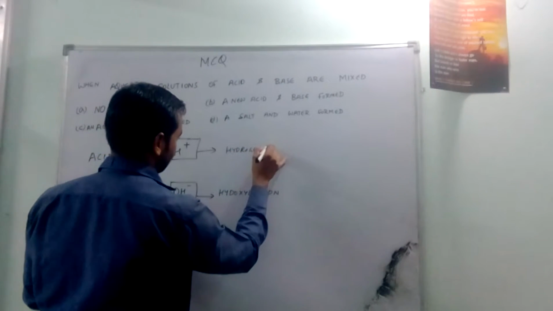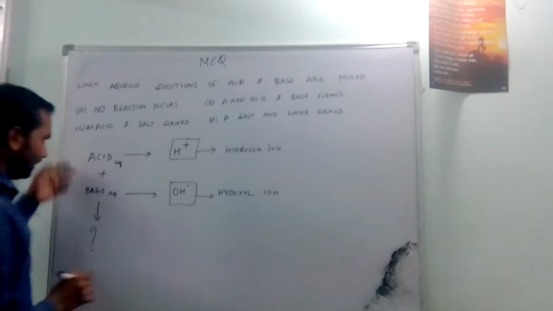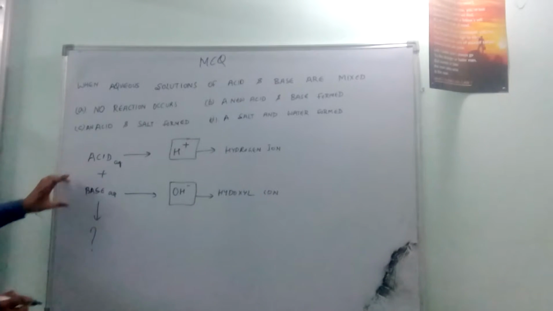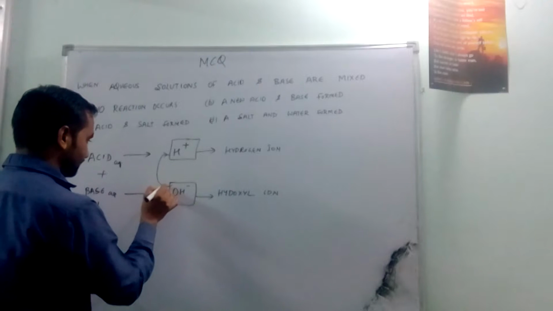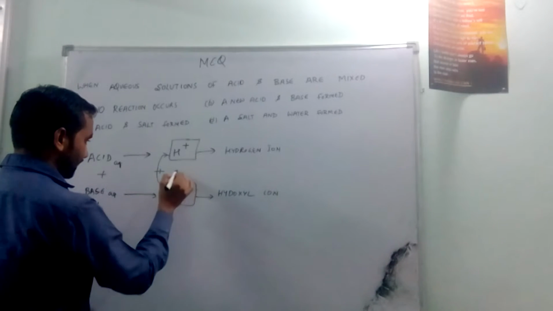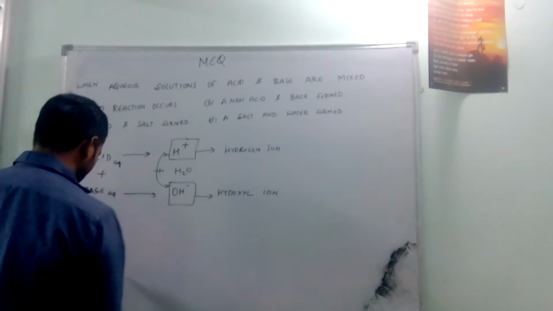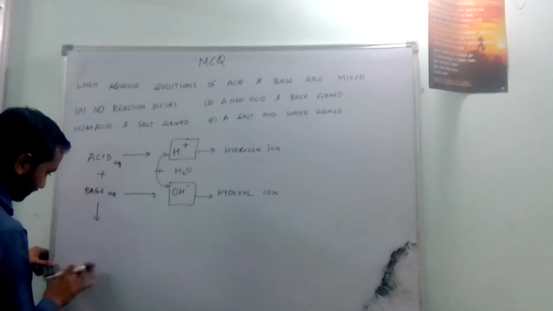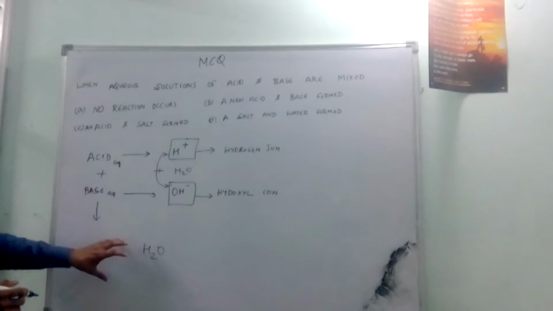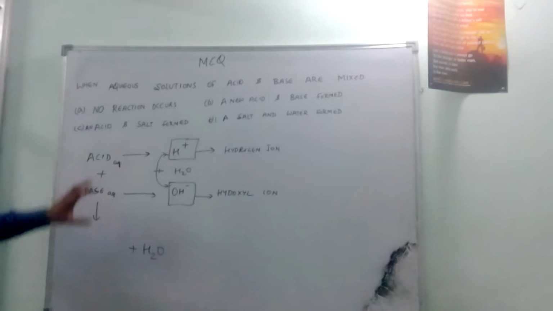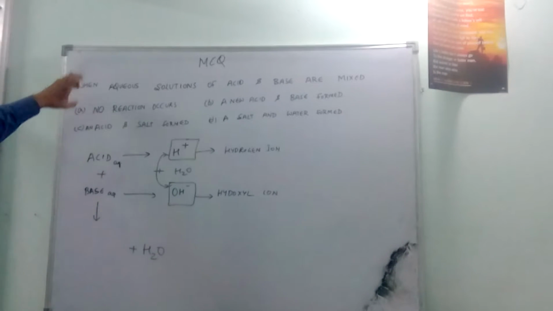When they combine together, what will happen? This hydroxyl and hydrogen ion combine with each other and form water. So one product in the solution, in the output, is water. The first thing you have to know is in which option water is there.